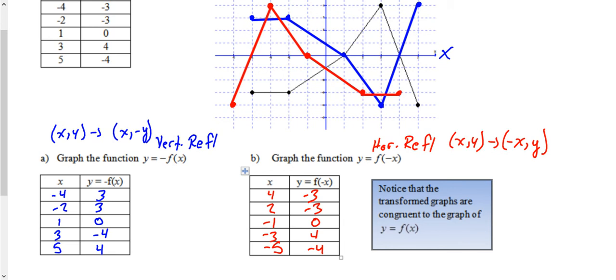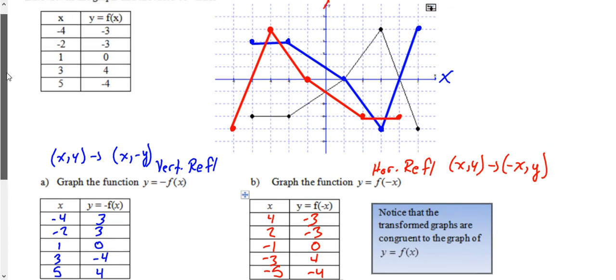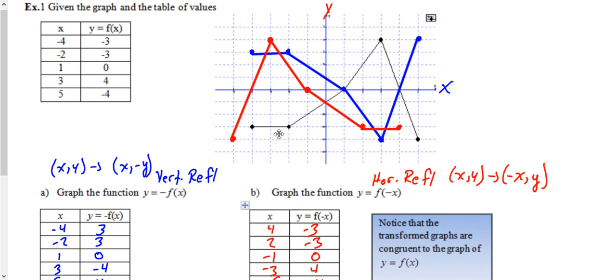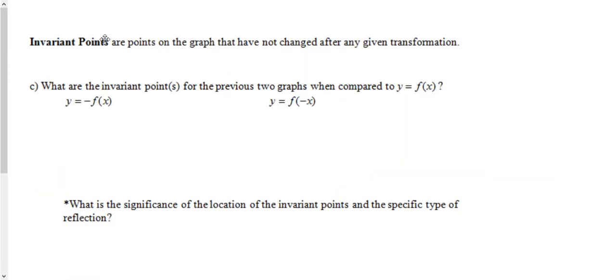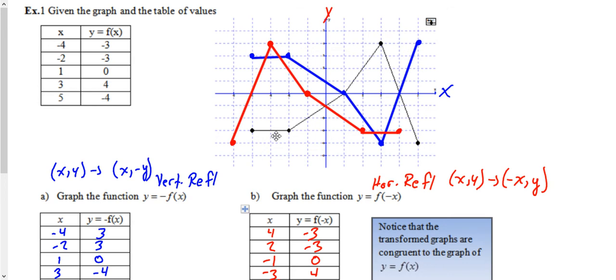There's a quick side note here. It says, note that the transformed graphs are congruent to the graph of y equals f of x, meaning they're the exact same graph. The shape and size should not change, just the positioning of everything should change. So let's talk about invariant points. An invariant point is, or are, points on the graph that have not changed after a given transformation.